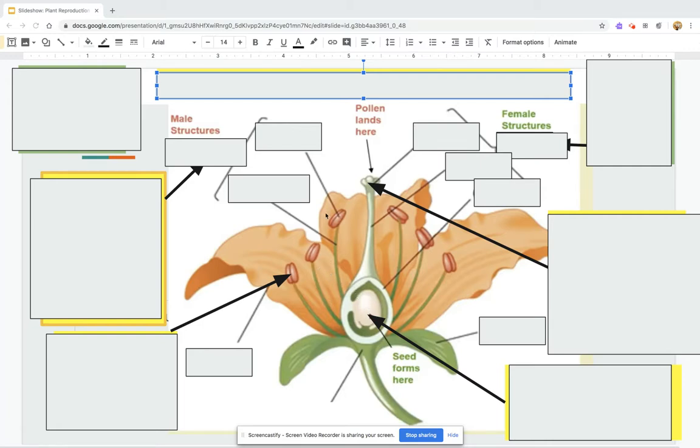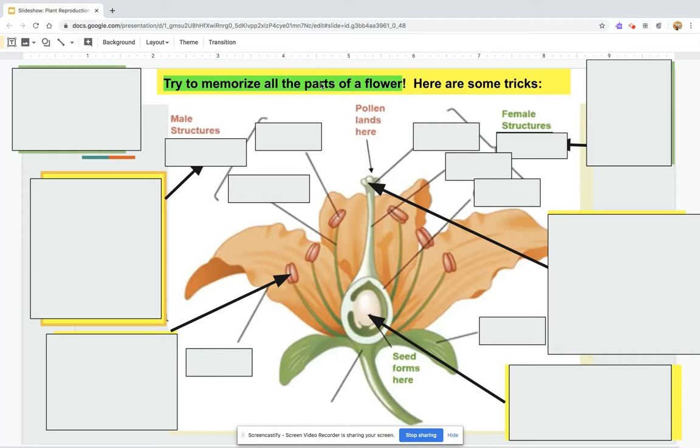So I'm going to show you a few tricks to remembering the names of the different parts. And then in the next slide, you're going to be quizzing yourself. And then again in the following slide after that to get some practice. So let's try to memorize all the parts of a flower, and here are the tricks.